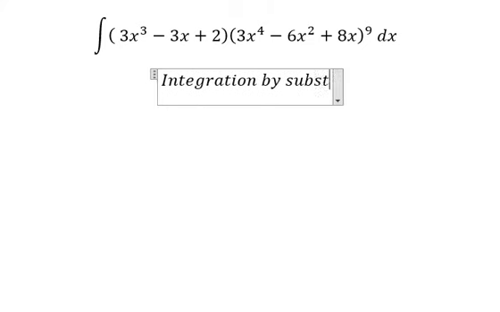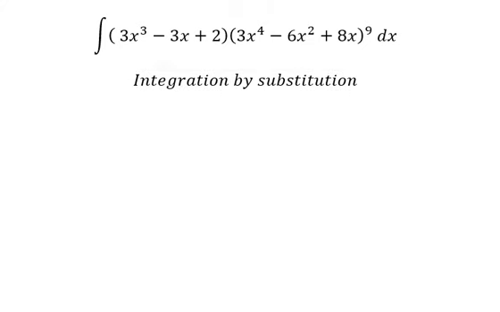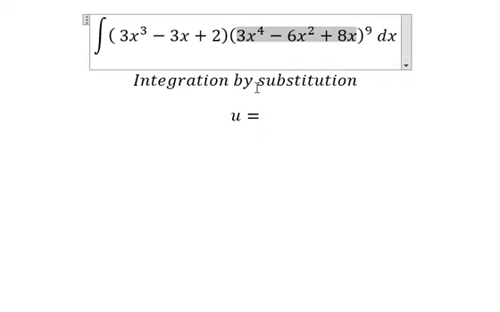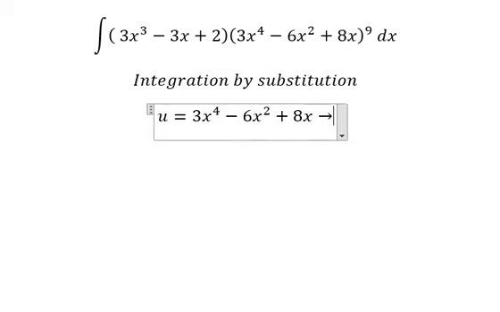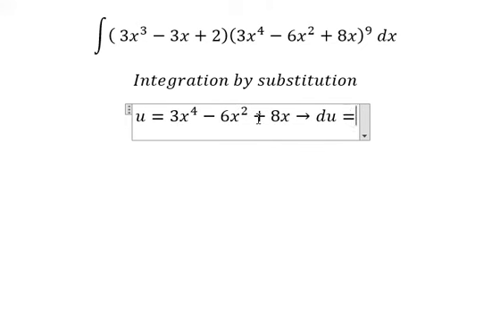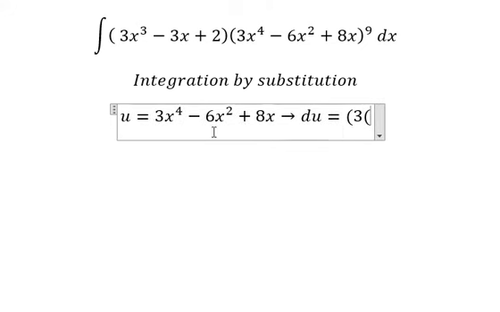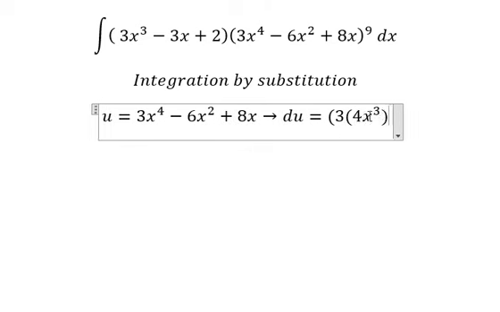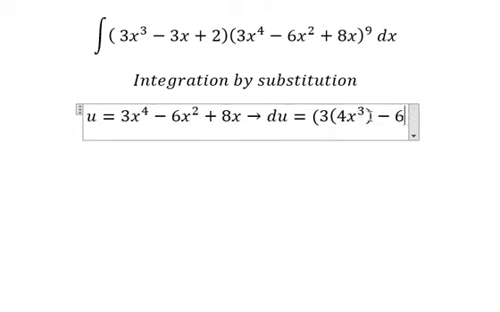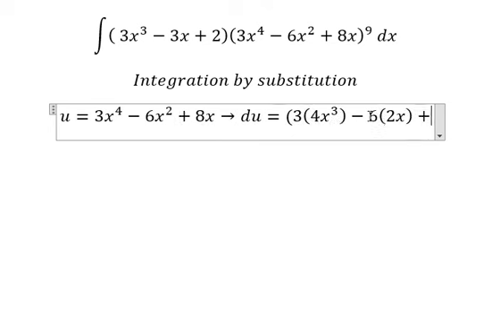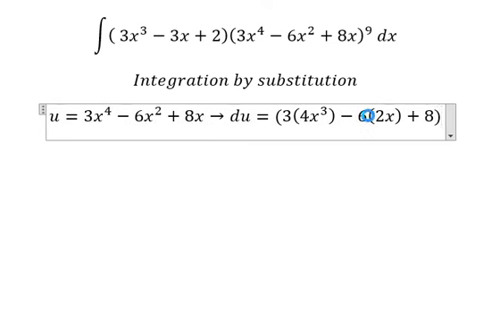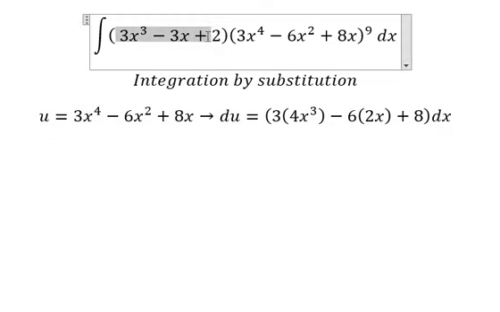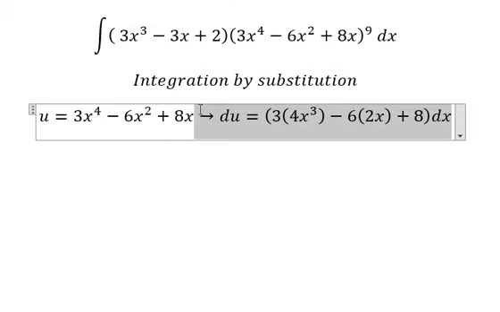by substitution. So I will put u equals to this one. Later we do first the derivative for both sides. This one we have 4x to the power of 3. This one we have 2x and the next one we have number 8. So because we have this one, that means we need to divide both sides by number 4.